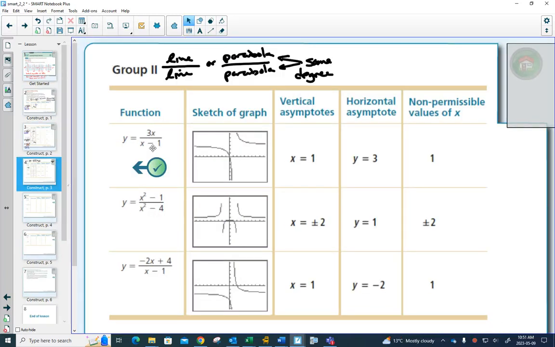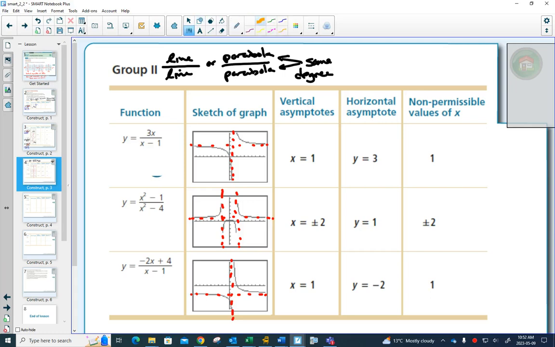All right, here's group 2. Sometimes it's hard for the graph to see where the asymptotes are. The equations are listed there beside. And in this situation, all of our non-permissible values ended up with asymptotes. If we factor them, nothing cancels out. So we had seen that in our last example.